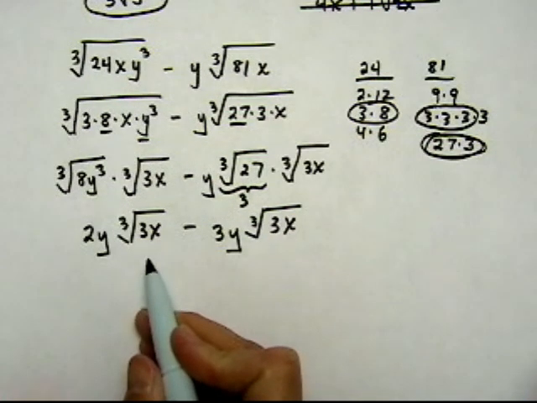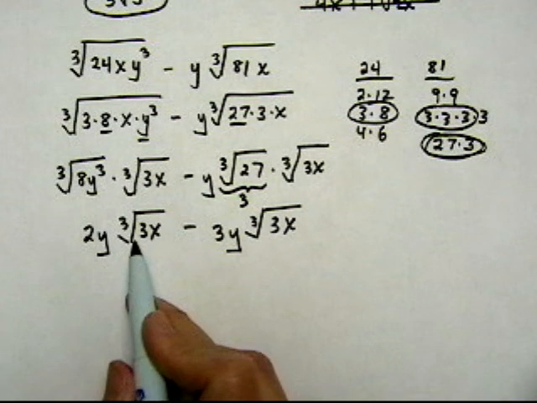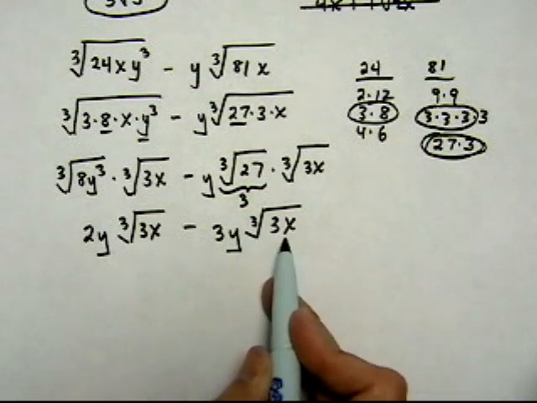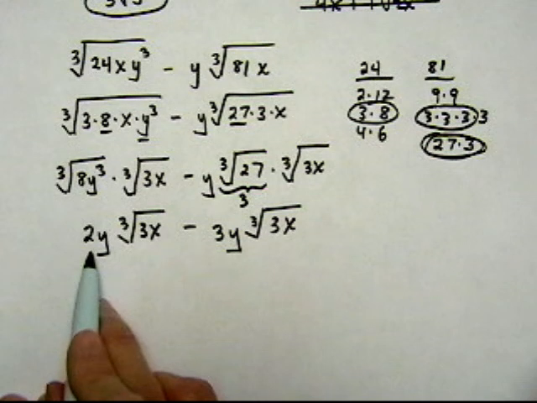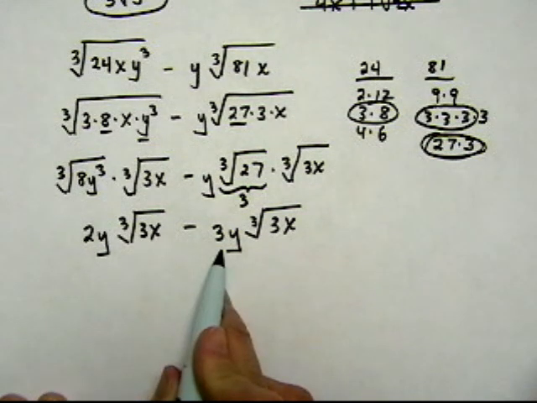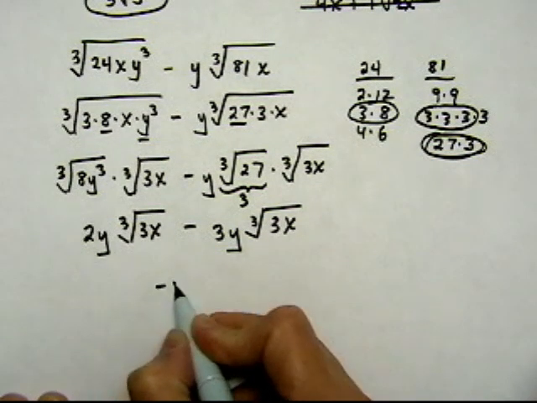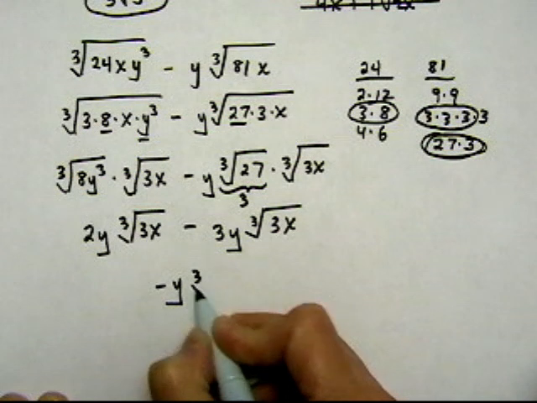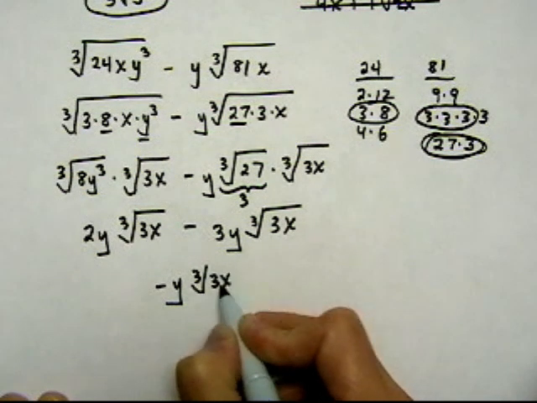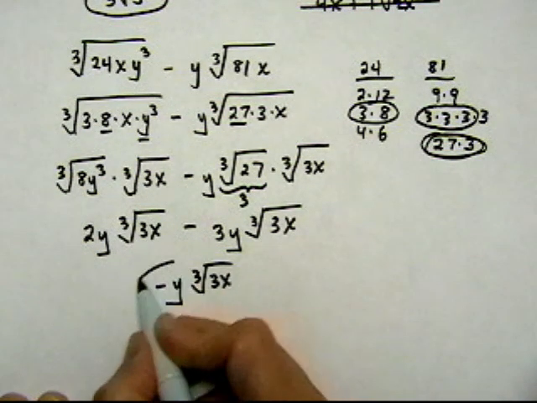And now we check to see, do we have like radicals? Cube root 3x, cube root 3x. Yeah, those are like radicals. We can combine the coefficients. 2y minus 3y is negative 1y, or just negative y. And write the like radical next to it, and we have our answer.